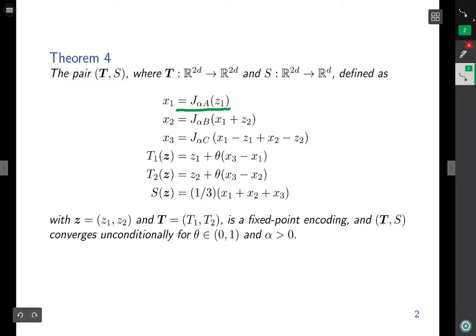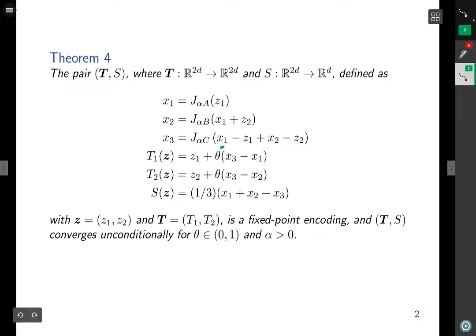The first line gives us the first resolvent evaluation. We take the first part of the input vector z and compute x1. The second line describes the second resolvent evaluation. We take the output x1, take the second part of the input vector z, add them, and evaluate the resolvent with respect to B to get x2.